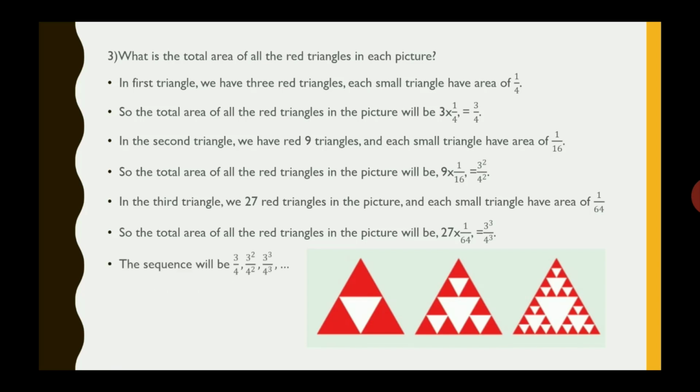So what will be the sequence? The sequence will be 3 by 4, 3 square by 4 square, 3 cube by 4 cube. And what will be the algebraic expression of the sequence? It will be 3 raised to n by 4 raised to n. And now we have to find the algebraic expression for these 3 sequences. So we have got 3 sequences. The first sequence is 3, 9, 27. That is the number of red triangles in each picture, and we can write it as 3 raised to 1, 3 raised to 2, 3 raised to 3, etc.